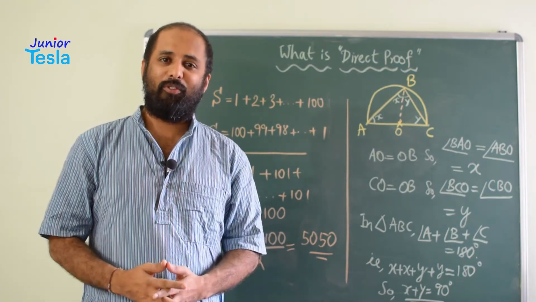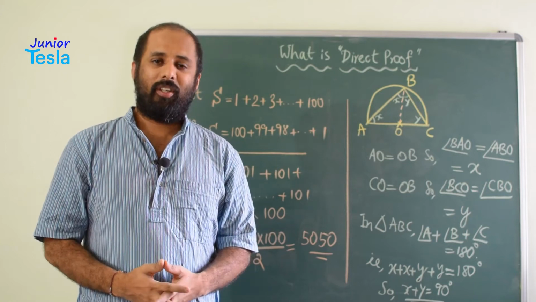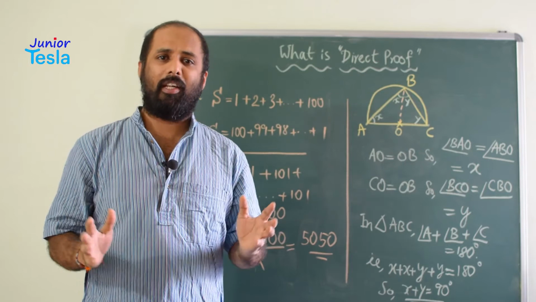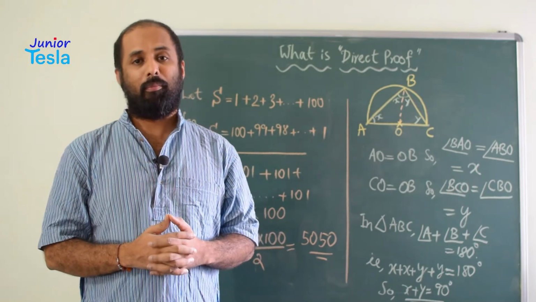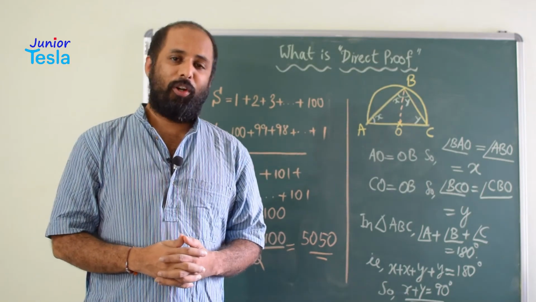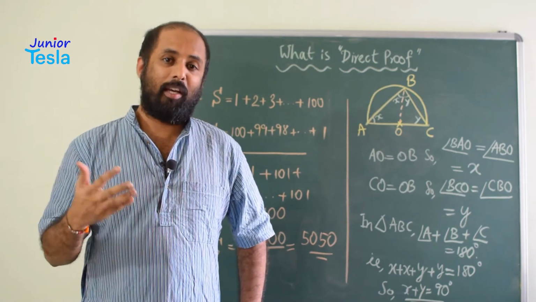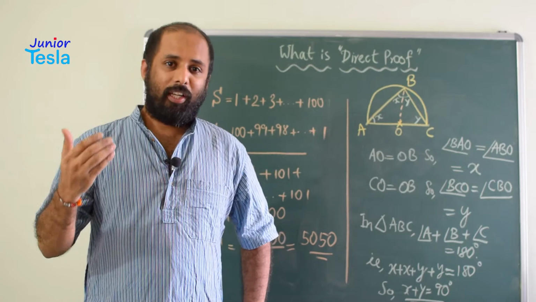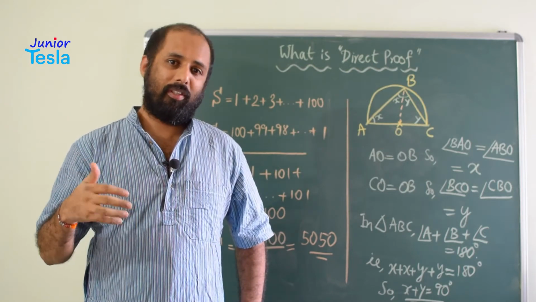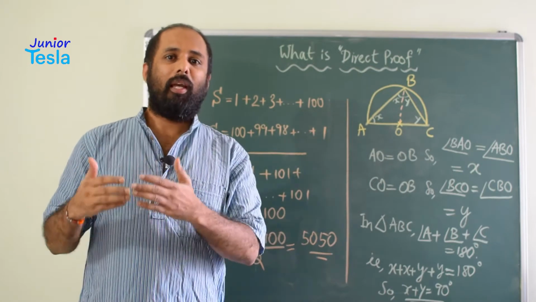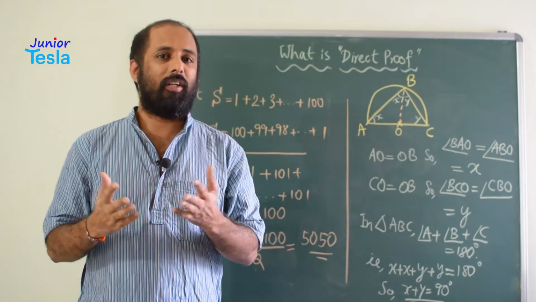In this episode of Junior Tesla, we are going to see what is direct proof. For proving mathematical results, we use various types of proofs, and out of those, the simplest one is direct proof. What do we do here? We may be knowing some known, very established results, right? We take those results and we write some logical statements, and we finally come to a conclusion which will be proving some new result. That is what direct proof is all about.